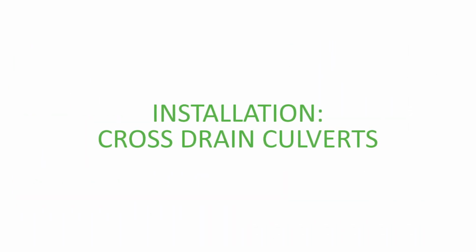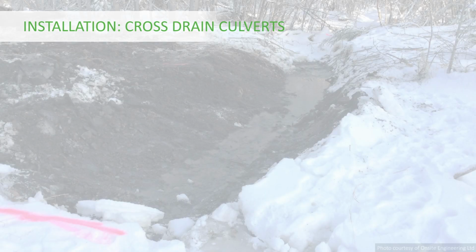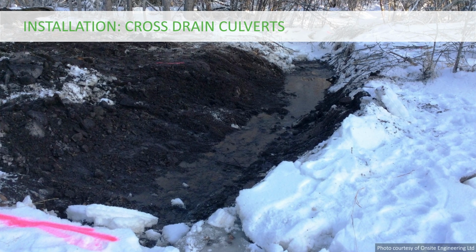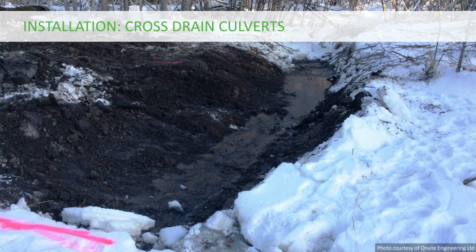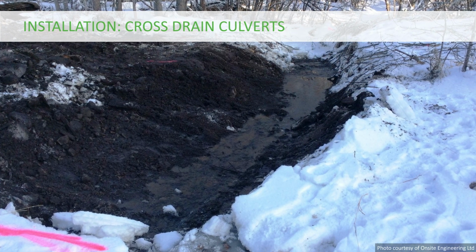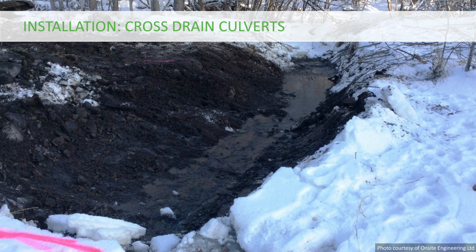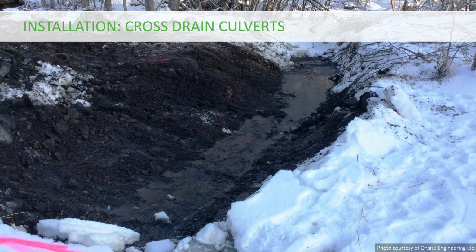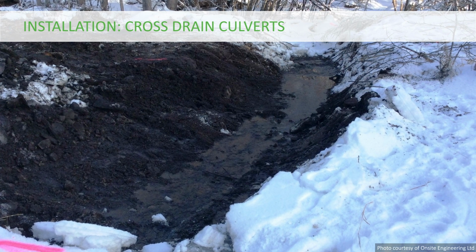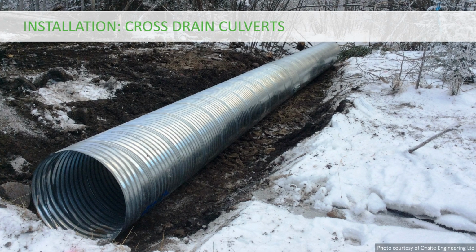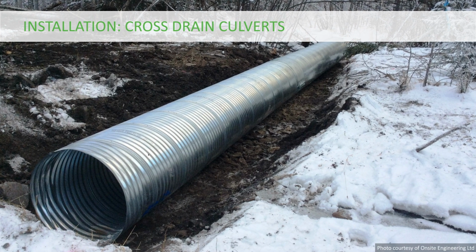Installation: cross-drain culverts. Cross-drain culverts can be placed within the excavation on native soil, and large rocks should be removed so that the culvert is not damaged. Loose and granular material is preferred for culvert bedding. The outlet must be lower than the inlet. A target grade for the culvert should be 3 to 4%, which will allow the culvert to be self-cleaning and not increase water velocity and potential for scour.